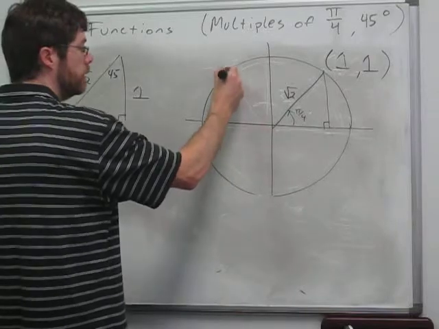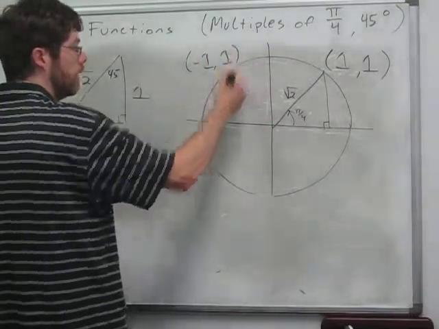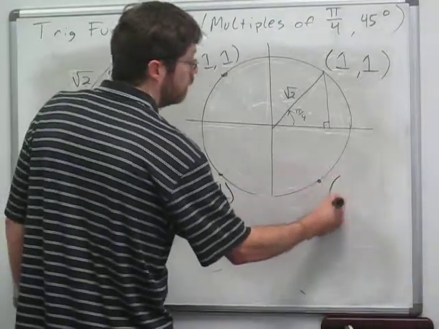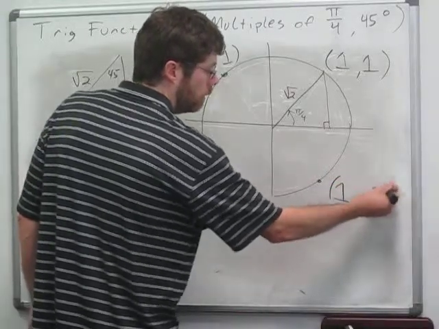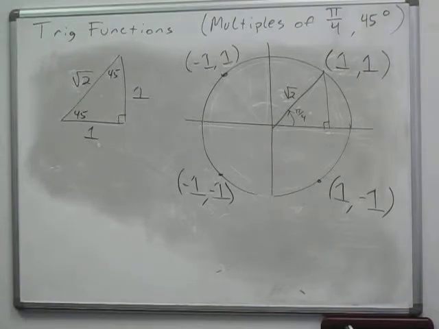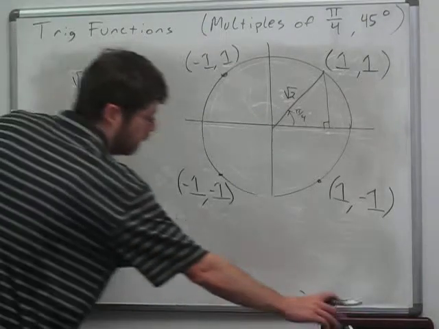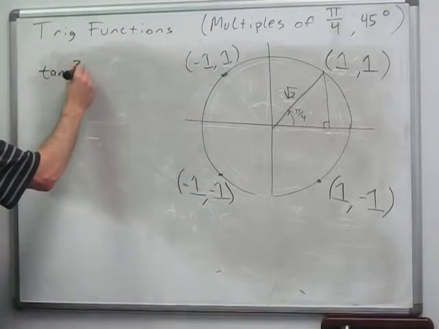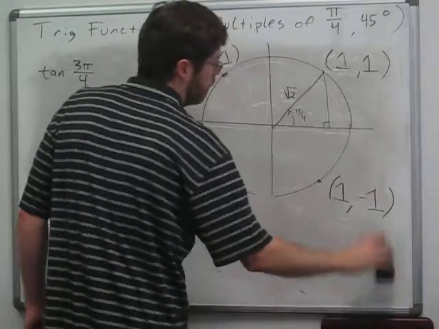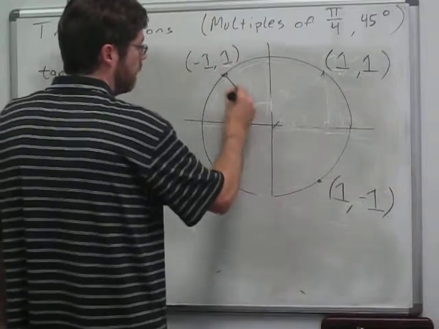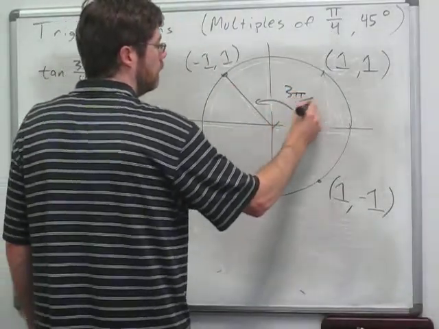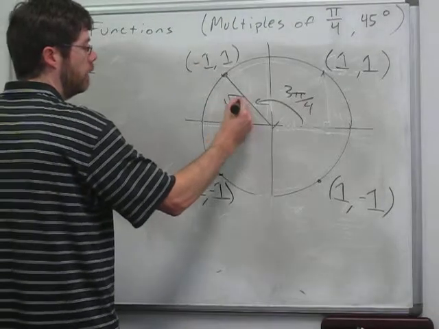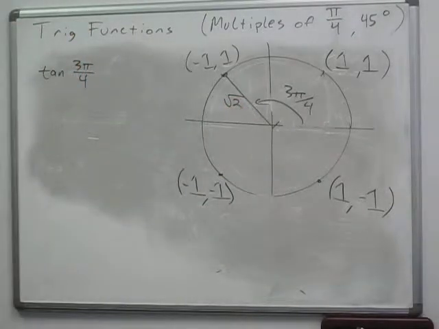We can use our symmetries to figure out the other points. So let's use these points to evaluate, let's do tangent of 3 pi over 4. 3 pi over 4 lands me in quadrant 2. I'm going to have the point -1, 1 when my radius is the square root of 2.